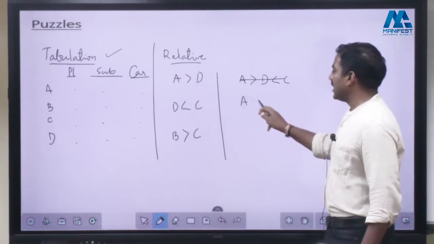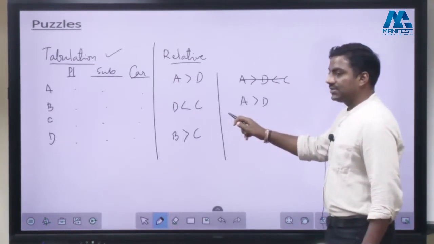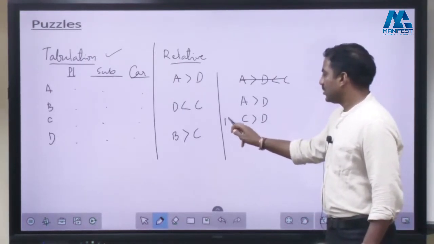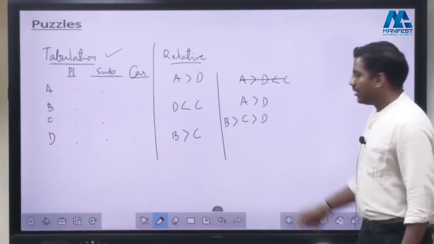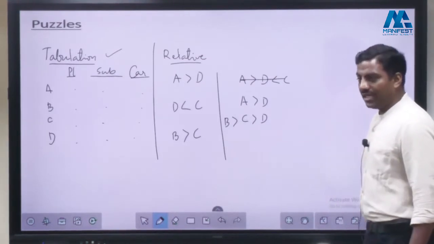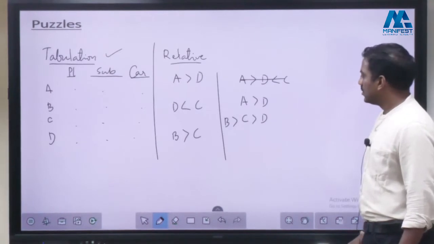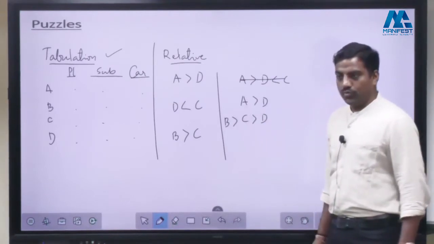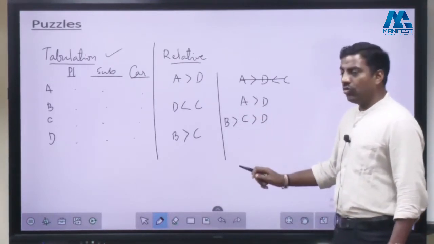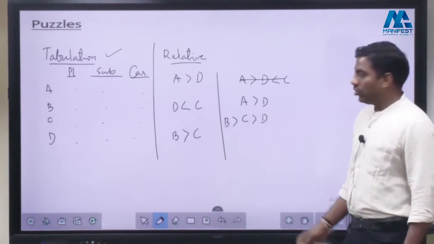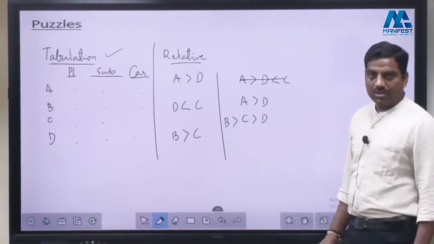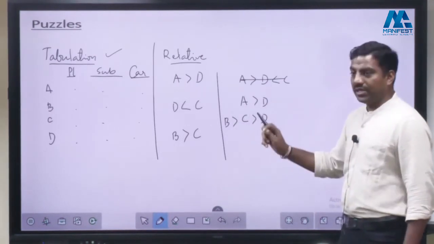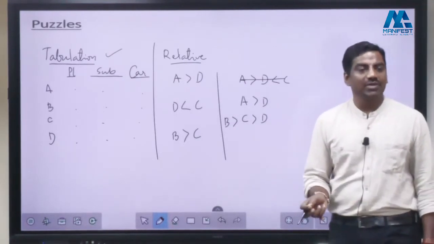So here A is greater than D. D is smaller than C means C is greater than D. Here B is greater than C. So you can conclude like this: B is greater than C is greater than D. Yes? Then A is greater than D. But the relation between A, B, C, you don't know. Relation between A and B, you don't know. Relation between A and C, you don't know. Relation between B and C, you know. But one thing for sure, B is greater than D, C is greater than D, A is also greater than D. D is the smallest. This is the conclusion that we can draw.